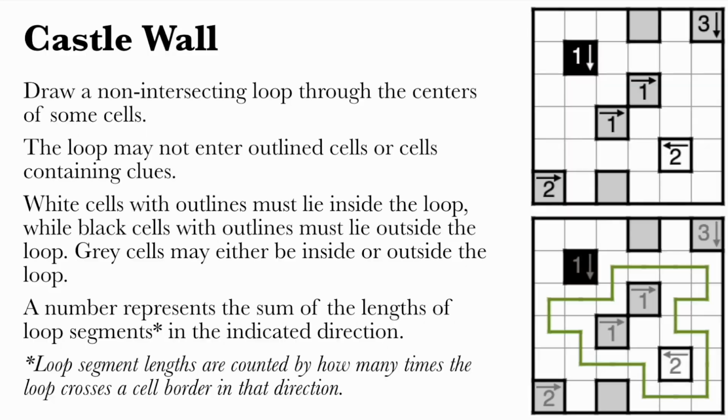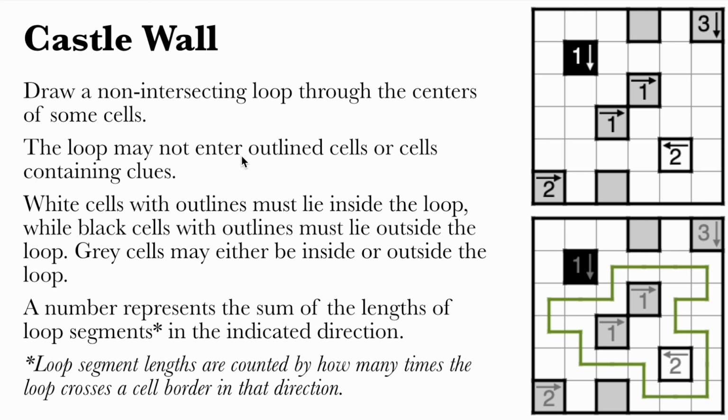If you need a reminder of what we're about to head into, you can just stick around as we take a look at the rules. The rules of Castle Wall are: draw a non-intersecting loop through the centers of some cells. This is a standard loop instruction. It means we're going to be traveling vertically and horizontally through the grid, and the loop will never cross itself. It will never branch off or do anything else like that. Simple loop, but it does not have to touch every open cell in the grid.